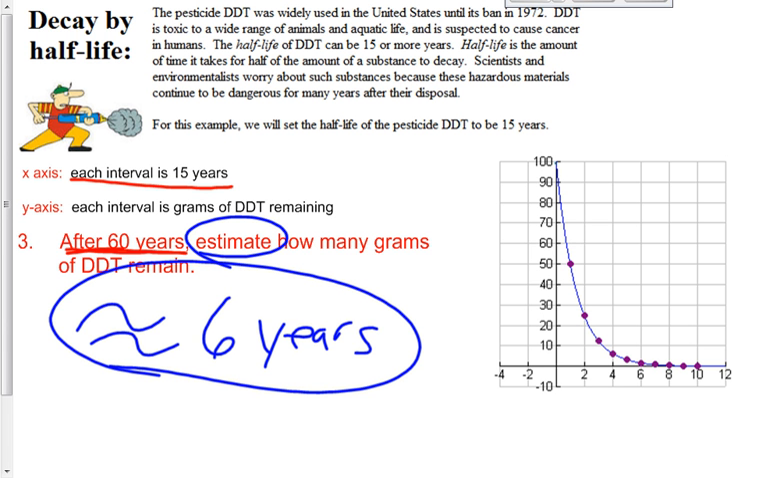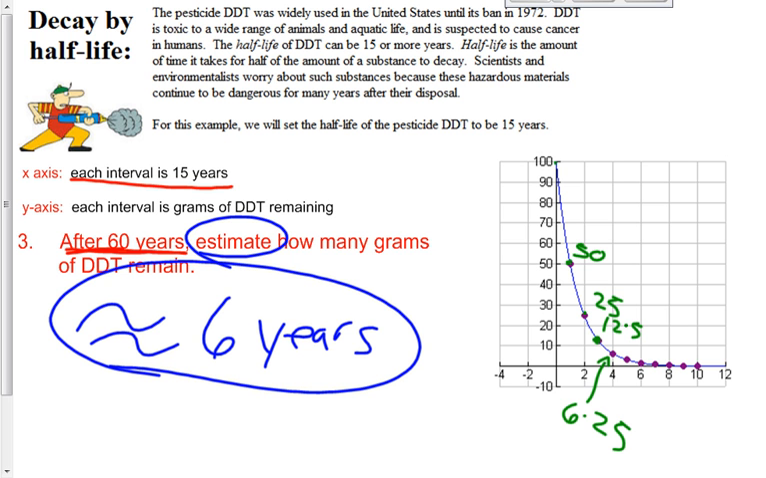However, class, if you want to see exactly what this is, they put 100 grams of DDT in the soil. Okay? So then, after 15 years, half of it is gone. So now this is 50. After 15 more years, half of it is gone. So this is 25. After 15 more years, half of it is gone. So this is 12.5. After 15 more years, half of it is gone. So now this is 6.25.